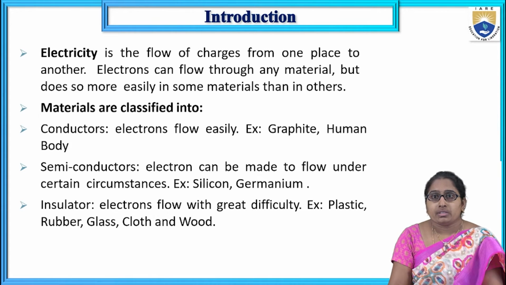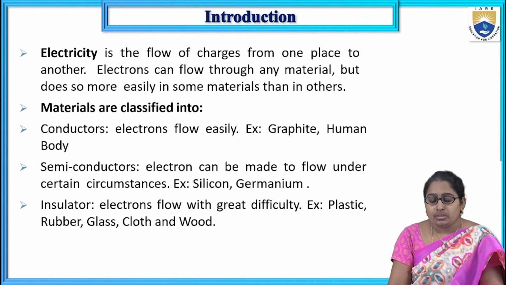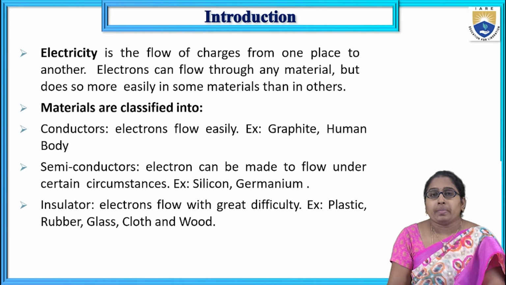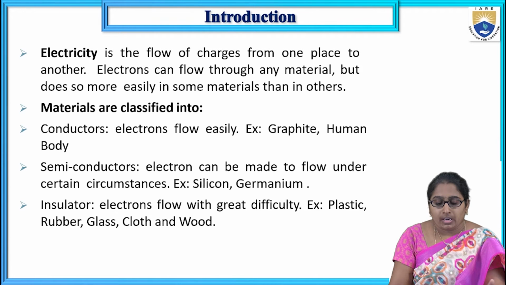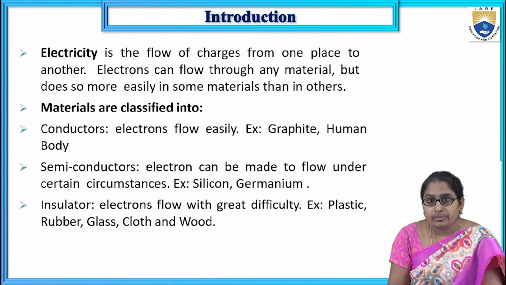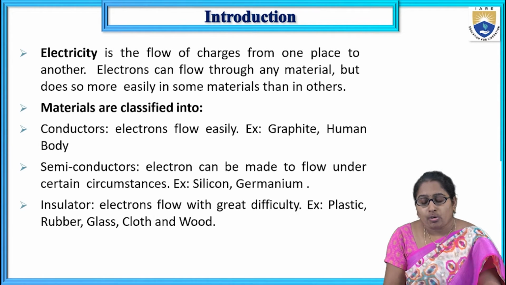Then semiconductors. In semiconductors, only a few electrons are available. These few electrons can be made to flow under certain circumstances. Examples are silicon and germanium. And then insulators. In insulators, free electrons are very few, we can say no free electrons are available for electricity to flow. That's why it is mentioned that electrons flow with great difficulty. Examples of insulators are plastic, fiber, glass, cloth and wood.